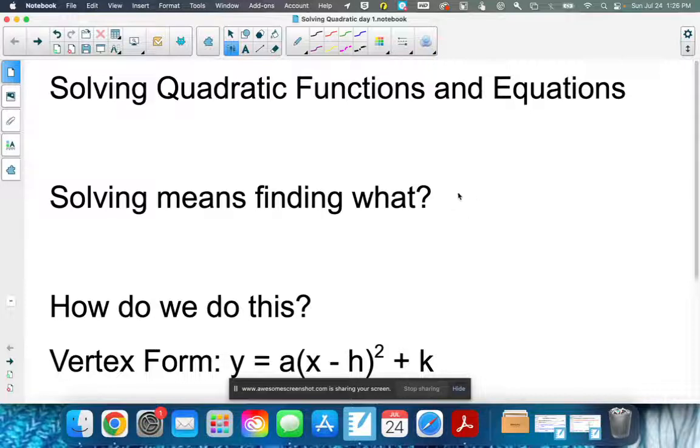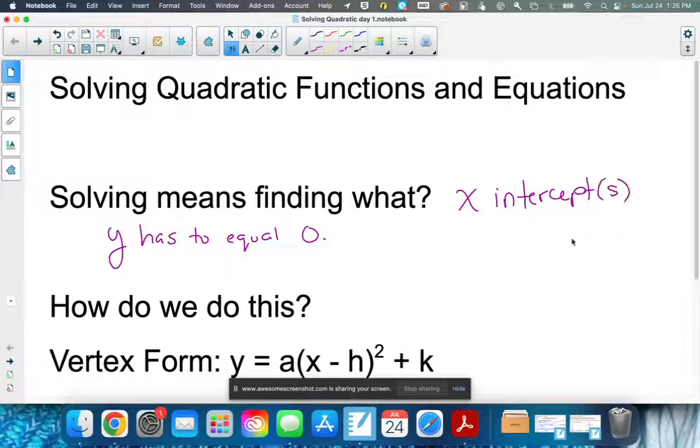whatever, what you're looking for really is the x-intercept. And if you're looking for the x-intercept, that means y has to equal 0. Again, that qualifies for any function or any equation. Anytime you're actually solving for a variable in an equation, if you were to graph that same equation on a coordinate plane, you'd be looking for the x-intercept or intercepts because most of the time we have 2 on quadratics.